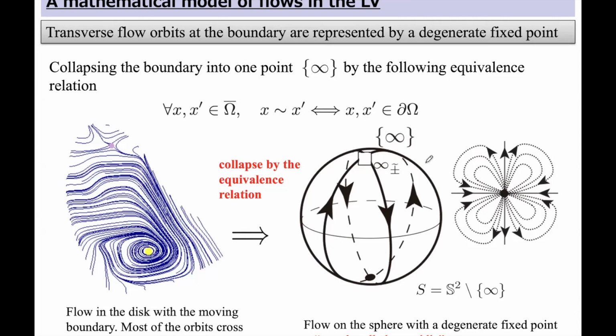And this flow on the disk can make a flow on the sphere. At this point, the flow profile around it is modeled as a degenerate fixed point, named an n-boundary saddle. So by using this, the transverse boundary condition can be converted into one degenerate fixed point, and then we have no effect of the boundary condition. So here is the mathematical theoretical machinery for how we apply the TFDA to the flow in the left ventricle.